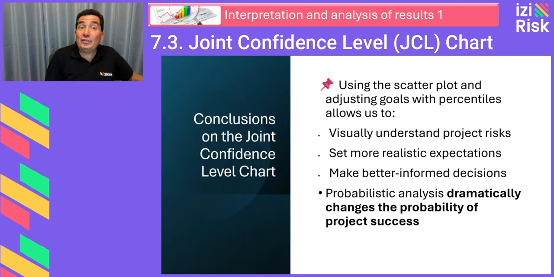So we conclude: using the scatter plot and adjusting goals with percentiles allows us to visually understand project risks, set more realistic expectations, and make better informed decisions. We haven't yet incorporated external risks into this simulation, but even so, this shows how probabilistic analysis dramatically changes the probability of success of the project.